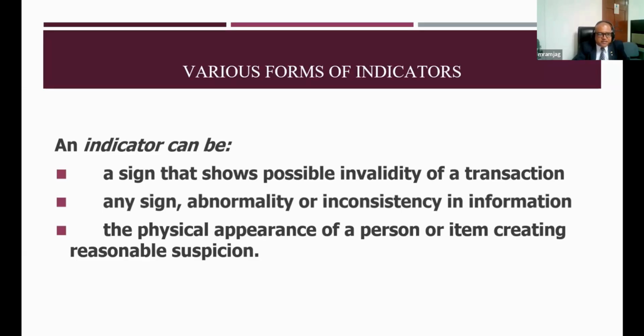Various forms of indicators. Indicators can be a sign that shows possible invalidity of a transaction. Any signs, abnormality, or inconsistency in information. The physical appearance of a person or item, creating reasonable suspicion. This is one of the examples that I used earlier with regards to your personal profiling of passengers, importers, and people coming to clear and so on.